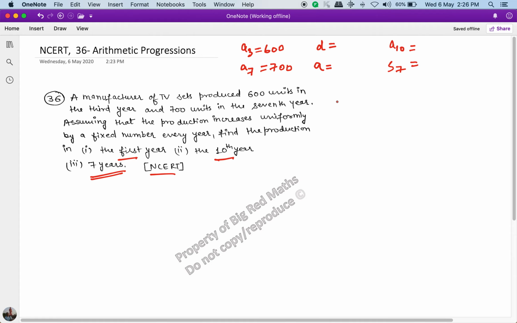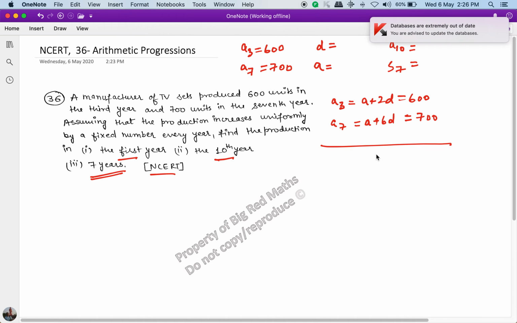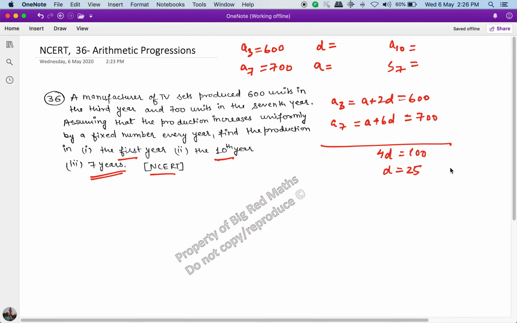It says A3 is equal to 600, so A3 we know is A plus 2D is equal to 600. Similarly, A7 is equal to A plus 6D, which is equal to 700. Now, if I subtract A7 minus A3, what I get is 4D is equal to 100, or D is equal to 25. So D is equal to 25. This is part 1.